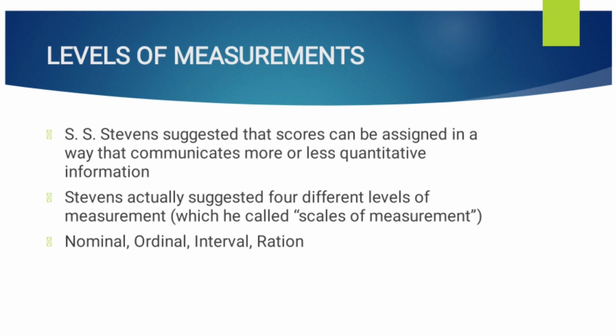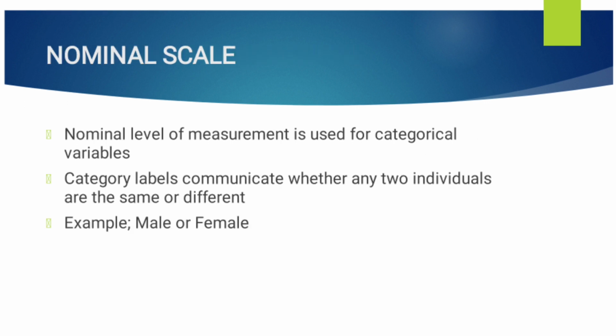And we have different levels of measurement. Stevens suggests that scores can be assigned in a way that communicates more or less quantitative information. He suggests four different levels of measurement, which he called the scales of measurement. With the help of scales of measurement, we can classify our scores into different levels: the nominal level, ordinal level, interval level, and ratio level. Next, we have the nominal scale.